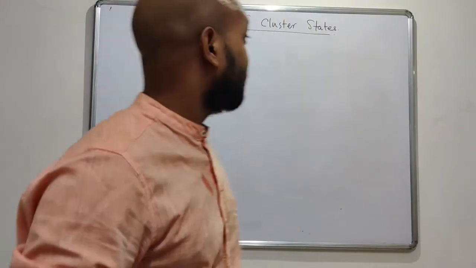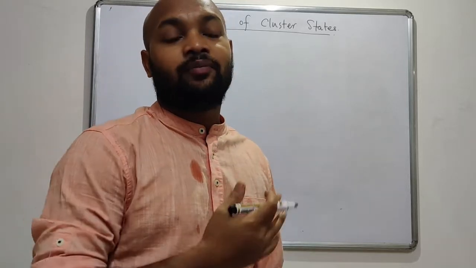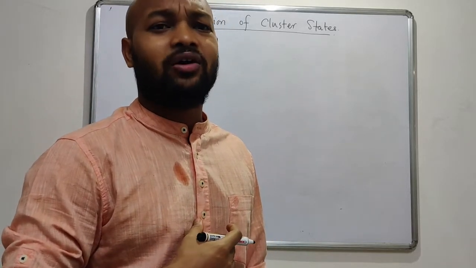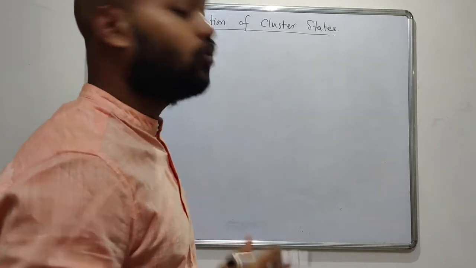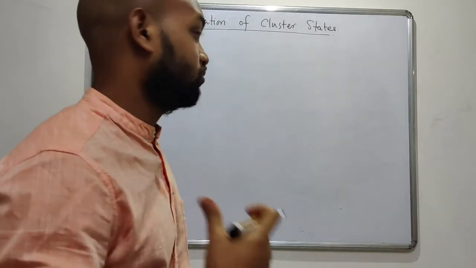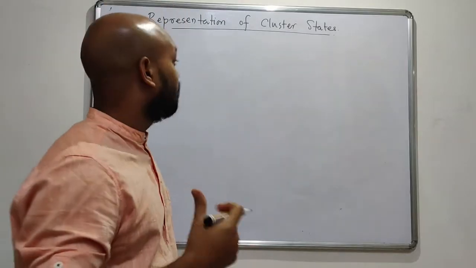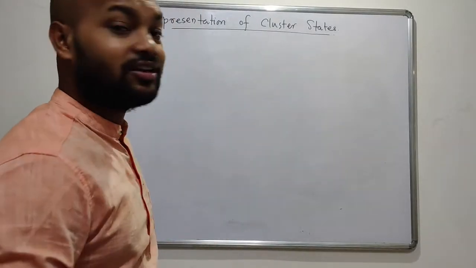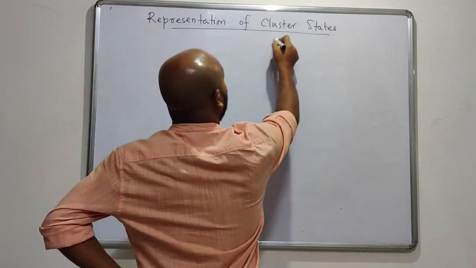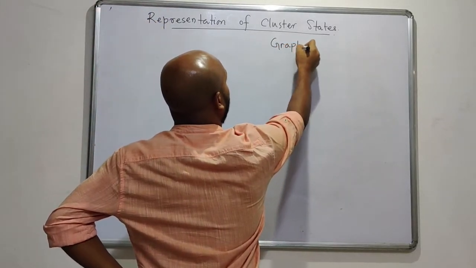See how we represent cluster states. In the previous lecture, we have already seen how it is represented, but let me put it in a more concrete way and tell you some important points of that particular representation. So, cluster states are basically represented by graph states.